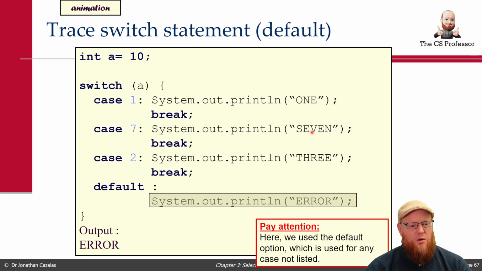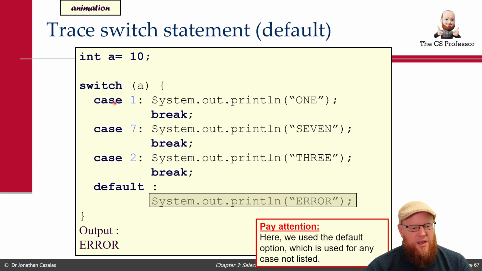Here's another one. What if I wanted to switch based off of the value 10? So we look at the various cases. Case 1, nope, that's not 10. Case 7, that's not 10. Case 2, nope, that's not 10. So we don't enter any one of these. Again, this is just like an if-else.